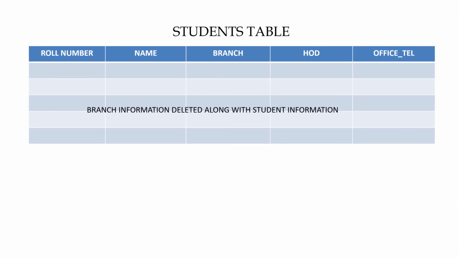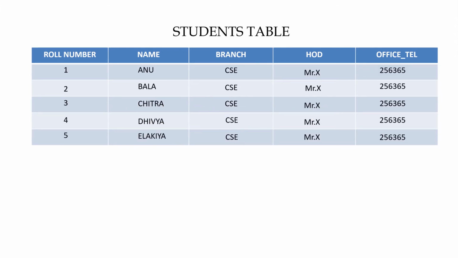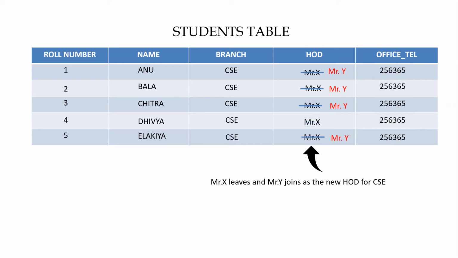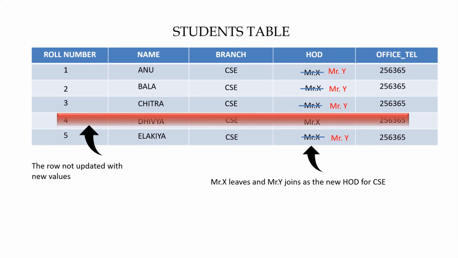So my data is lost. So this is deletion anomaly. Now coming to updation anomaly, the updation problem is that, suppose Mr. X was the HOD previously and he has been changed to Mr. Y as the new HOD. So I want to update this detail in the table. So I am deleting the old data and I am updating. Suppose if I fail to update this information, what happens? The row is not updated with a new value.